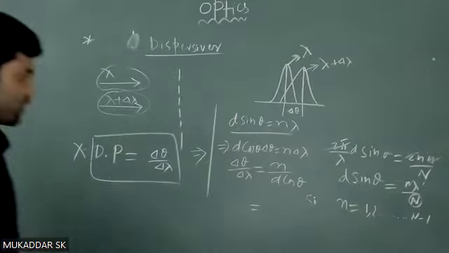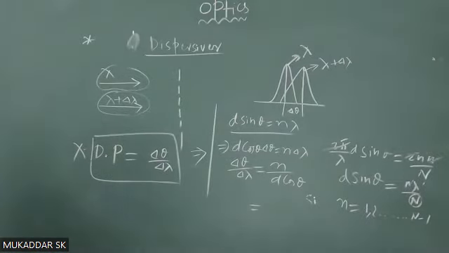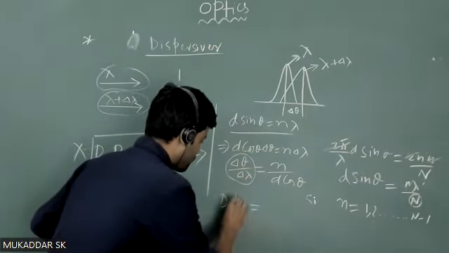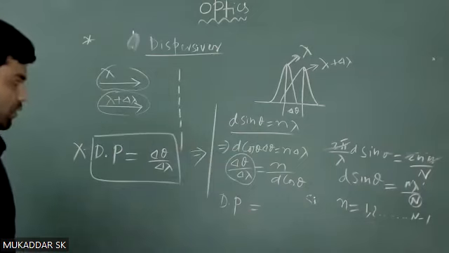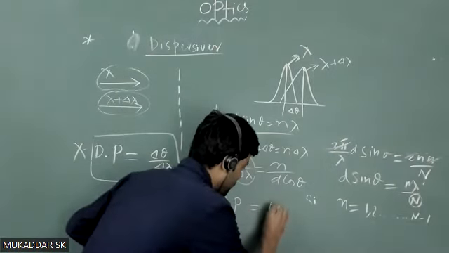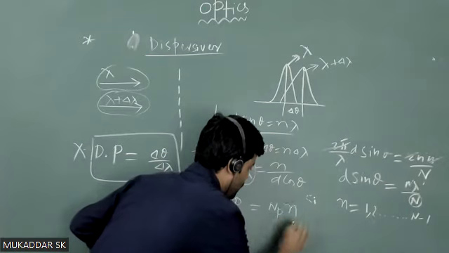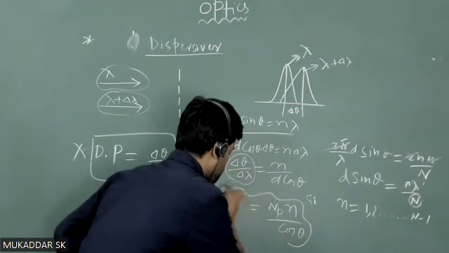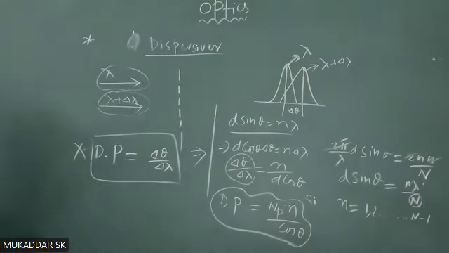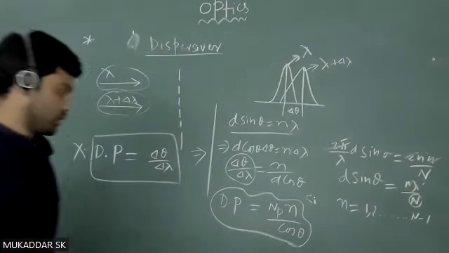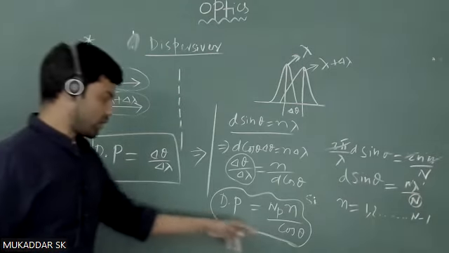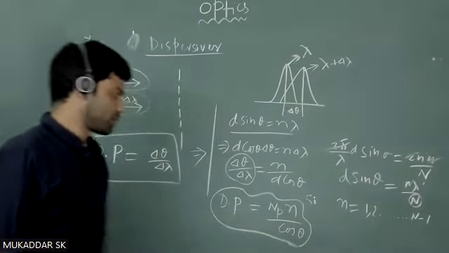And 1 by d, what is it basically? So this is nothing but the dispersive power of your grating. So 1 by d is nothing but the grating element, N_p, and you have n divided by cosine of theta. So dispersive power is directly proportional to the grating element. And this is how it is related to theta also.